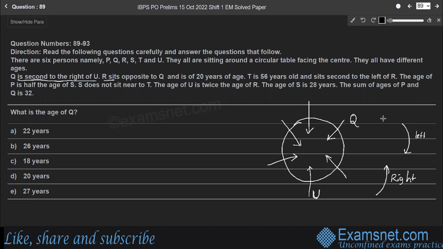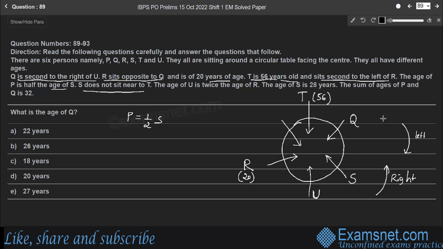Next part. R sits opposite to Q and is 20 years of age. The age of R is 20 years. And next, T is 56 years old and sits second to the left of R. To the left of R means in the clockwise direction. Second to the left of R, T is sitting and T's age is 56 years. The next one, the age of P is half of the age of S. So P is equal to half the age of S. The next one, S does not sit near T.